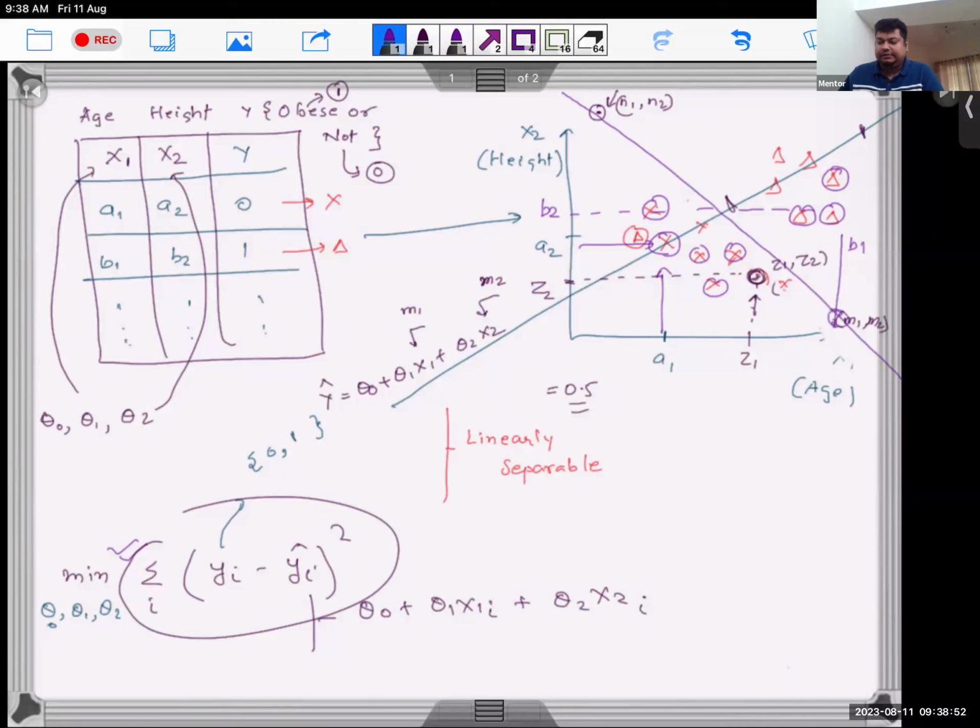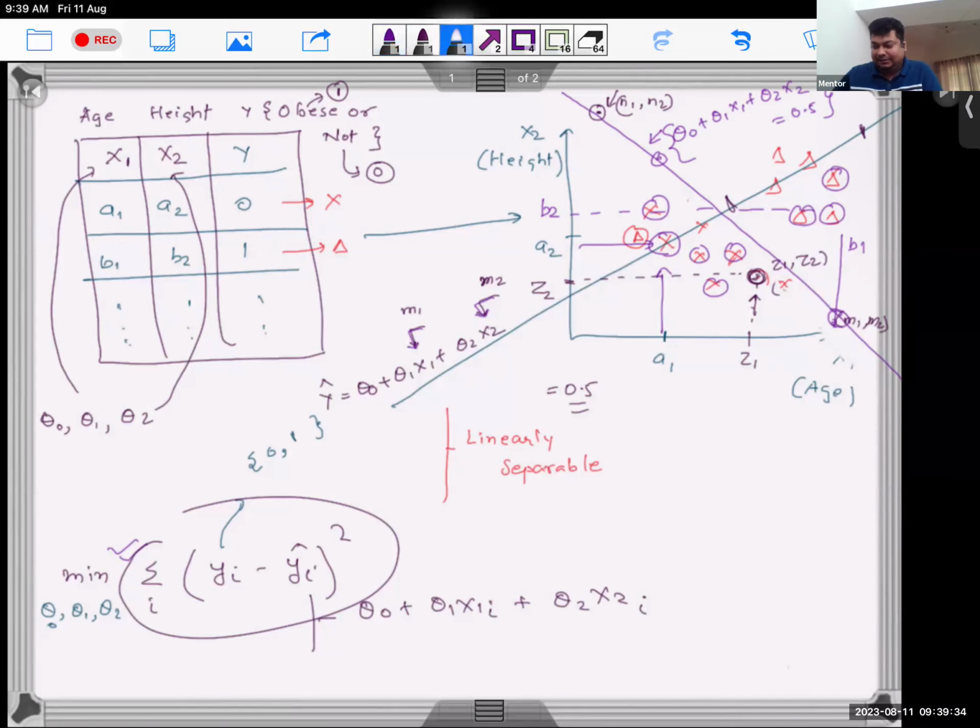I just connected these 2 points where I cannot identify to which class they belong. So what should be the equation of this line? Any point which lies on this line, if I substitute in this equation, what would it generate? 0.5. So can I say the equation of this line is theta naught plus theta 1 x1 plus theta 2 x2 is equal to 0.5? Yes. This is the line that I intend to find out. This is your separator, not the best fit line.